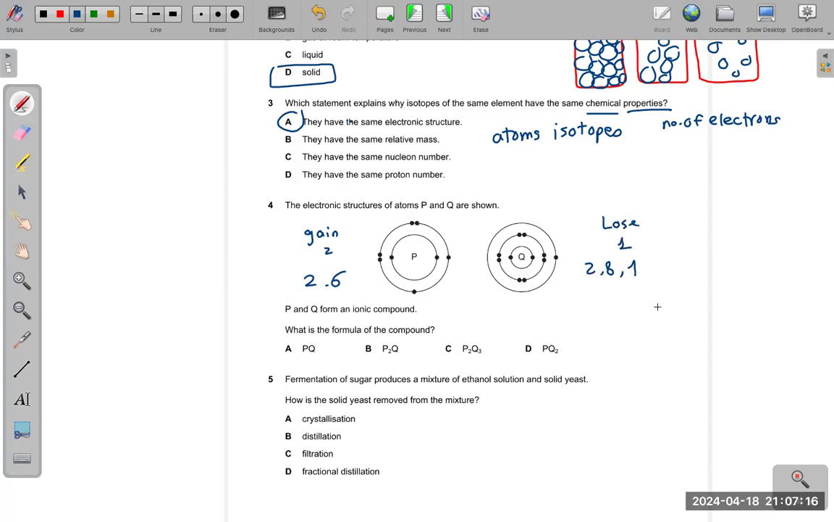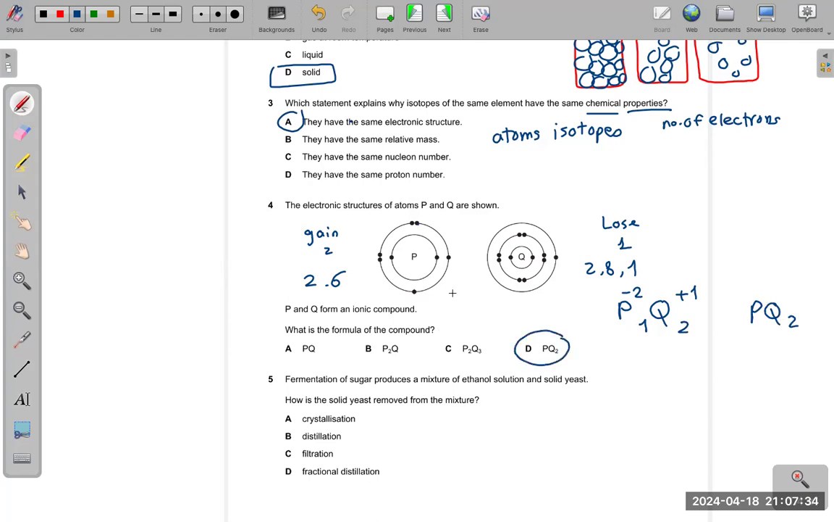When you lose 1 electron, you become Q plus 1. And when you gain 2 electrons, you become P2 minus 2. And then how do we make the formula? We reverse the numbers. So we make the 1 here and the 2 here. So the formula becomes PQ2.